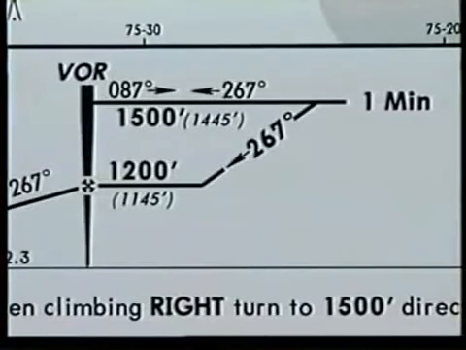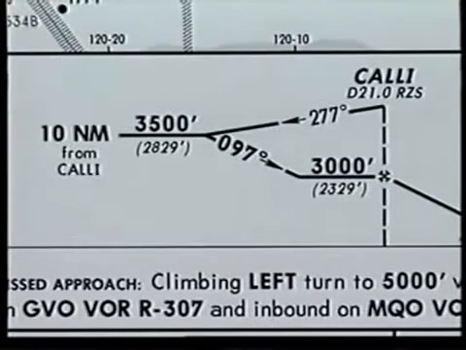On this approach, you must fly the outbound heading no lower than 1,500 feet. When you're established inbound and have been cleared for the approach, you can descend to 1,200 feet. This procedure turn depiction shows that you can descend to 3,500 feet while outbound. Then, when established on the inbound course, you can descend to 3,000.